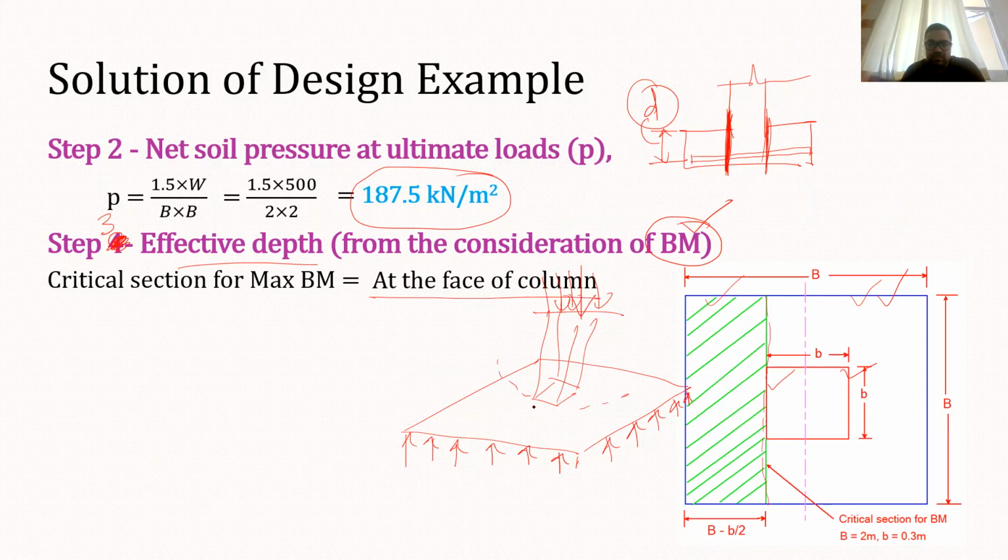Similarly, in this phase also, it will lift up like this. So therefore, the critical section is passing through the face of the column. Now, while calculating the maximum bending moment at the critical section, we have to divide this footing into two parts. If you see in this plan, this section has divided this footing into two parts.